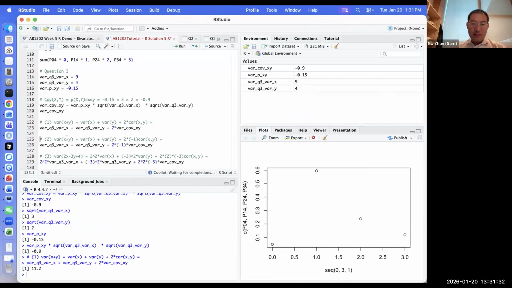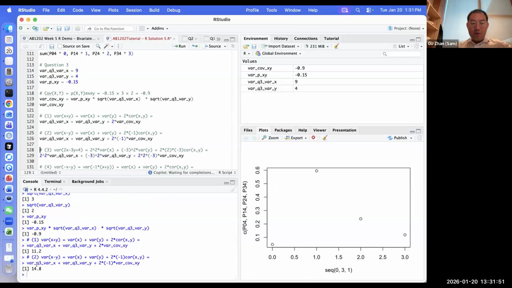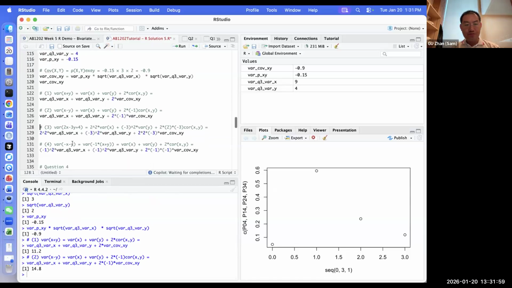Then what about the variance of x minus y? X minus y, so you have minus y here, and 2 times a and b. A is 1, b is minus 1. So 1 times minus 1, then times 2. So we actually subtract these 2. So 14.8, yes, 14.8 is the variance of x minus y.